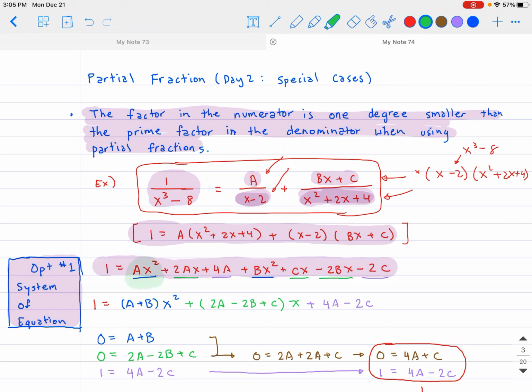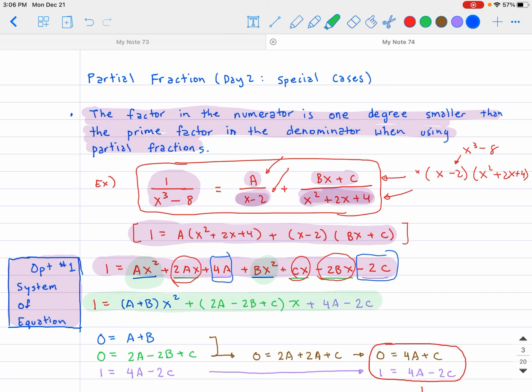Then you also have the first degree terms that we can put together, which will be 2ax, and then we also have negative 2bx, and then we also have cx, so we can group those together. And finally, for the last one, we'll be looking at the single terms, which are the 0 degree terms, which will be 4a, and then we'll have negative 2c. Now, grouping all the terms together, this is what we have underneath, which is 1 is equal to all that over here on the right-hand side.